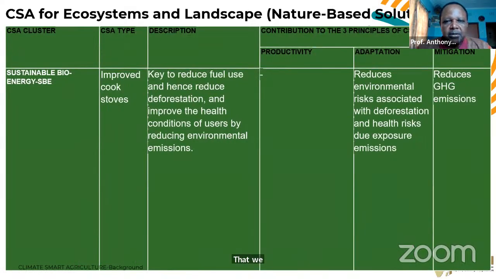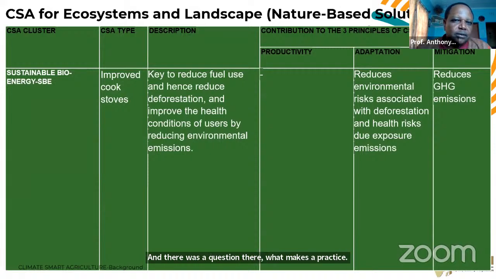Okay, so I think we had talked again about the SBEs, sustainable bioenergy. This was improved cooking stoves. I remember Enoch asking, what if they don't fulfill all the 3 pillars? And there was a question there, what makes a practice climate smart?